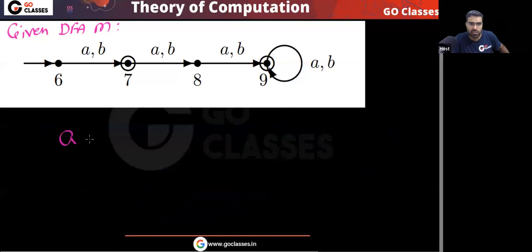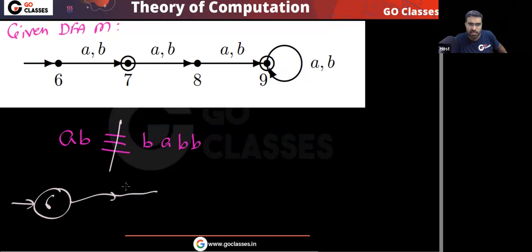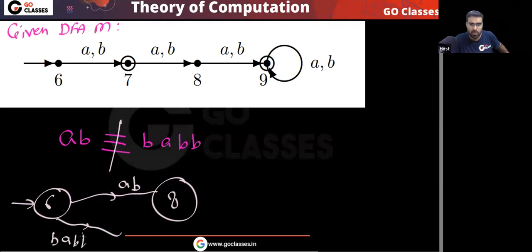What about these two strings, for example, this string AB and this string BABB? Are they equivalent? These two strings are not equivalent, because from the initial state, your initial state is 6. From the initial state, on this AB, you will go to state 8. And on this BABB, you will go to state 9. So you can easily notice they are not equivalent.